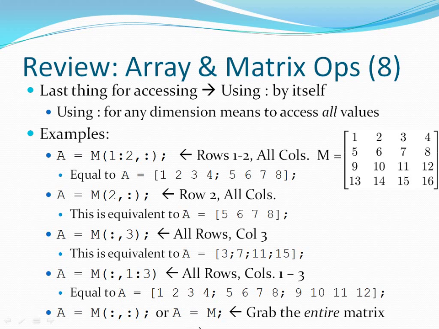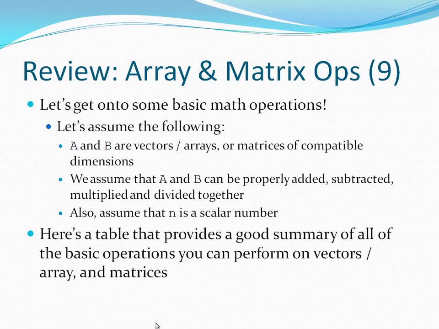So let's get on to some basic math operations, all right? Let's assume the following. Let's assume that A and B are vectors or arrays or matrices of compatible dimensions, and that A and B can be properly added, subtracted, multiplied, and divided. So you have to be sure that A and B are of compatible dimensions, where it shouldn't violate any laws when you add, subtract, multiply, or divide. We're going to assume that they follow the right size guidelines for you to be able to do any of these operations. And we're also going to assume that n is a scalar number.